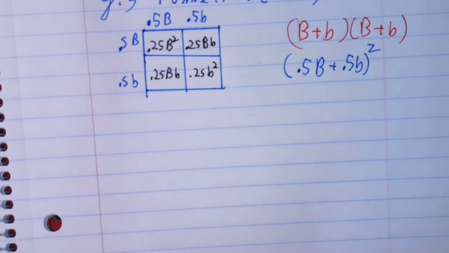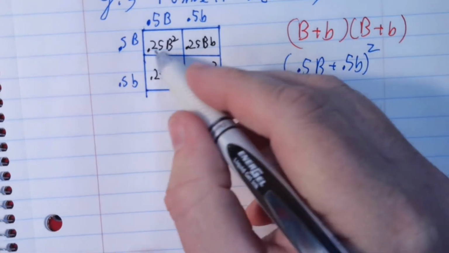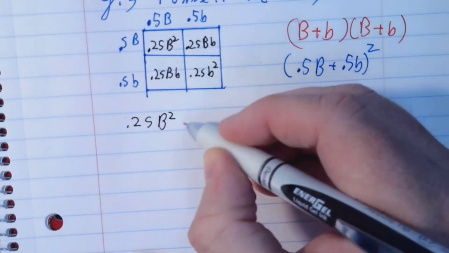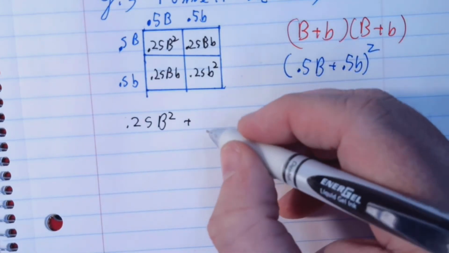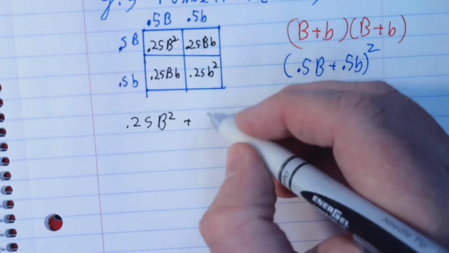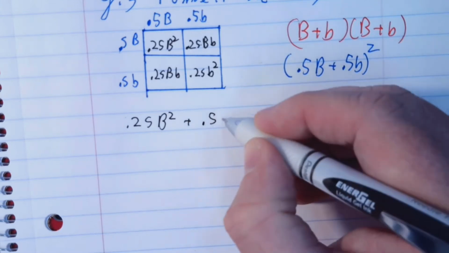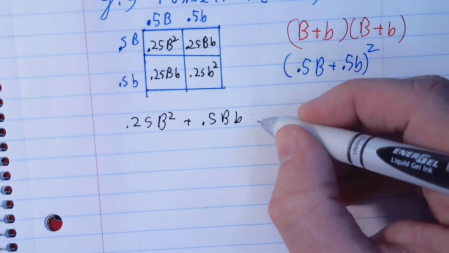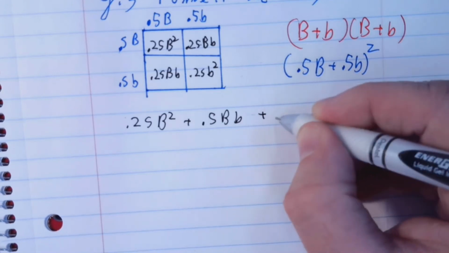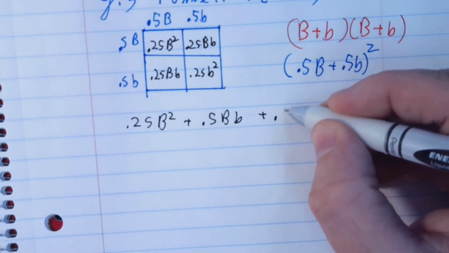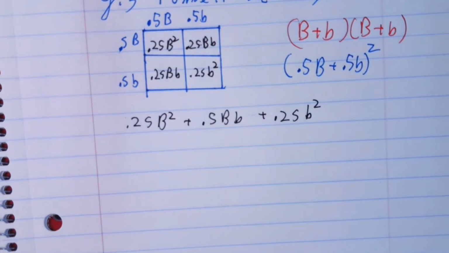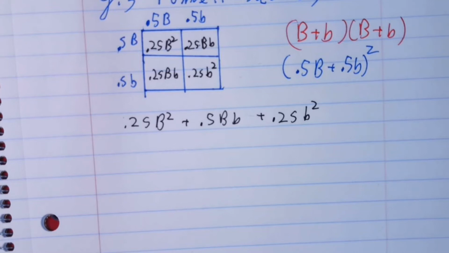So let's go ahead and add this, and I'll kind of let you know what's going on with it. So if I put this down, I get 0.25 b squared plus, we'll add that together, so that's 0.5 bb, and then I would have 0.25 b squared. Okay, so that's math.